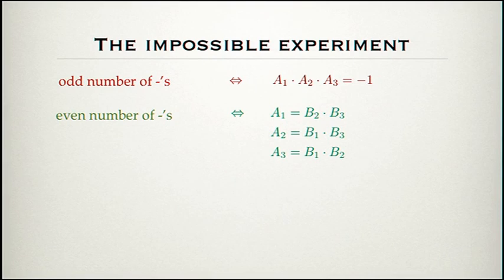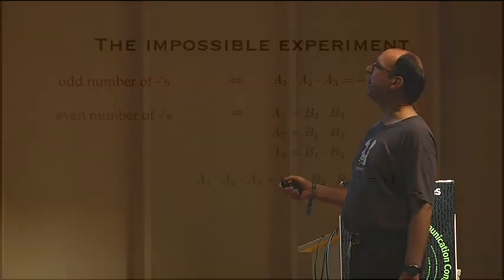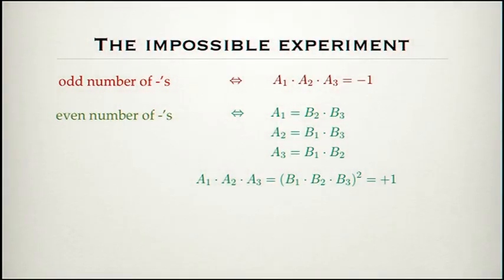But now from these three formulas here, I can multiply these three equations. So I get A1 times A2 times A3. And then you see that every B appears twice. So this is B1 times B2 times B3 squared. And any square is a positive number.